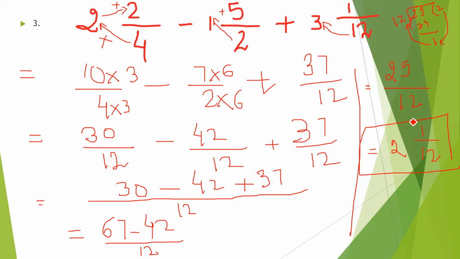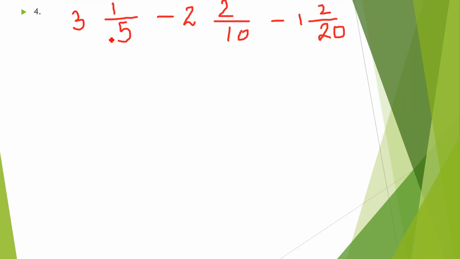If you want to make it improper, how will you do it? 12 times 2 is 24, and then this plus 1, again it will be 25 over 12, which means this is right. One more question. Again, see. So first is multiply 3 times 5 is 15 plus 1. It is 16 over 5, and then this is negative 10 times 2 is 20, 20 plus 2, 22 over 10.